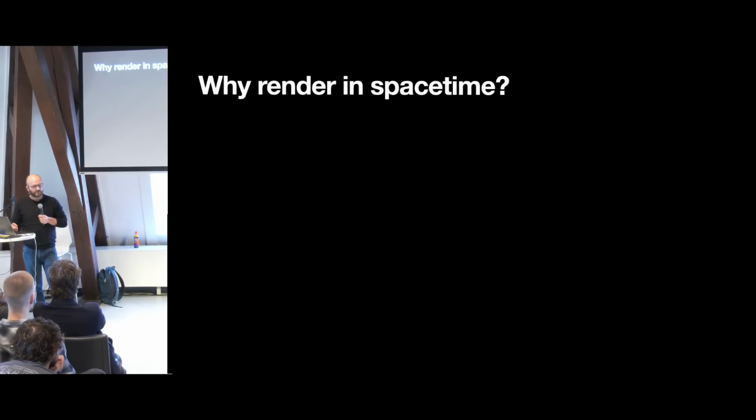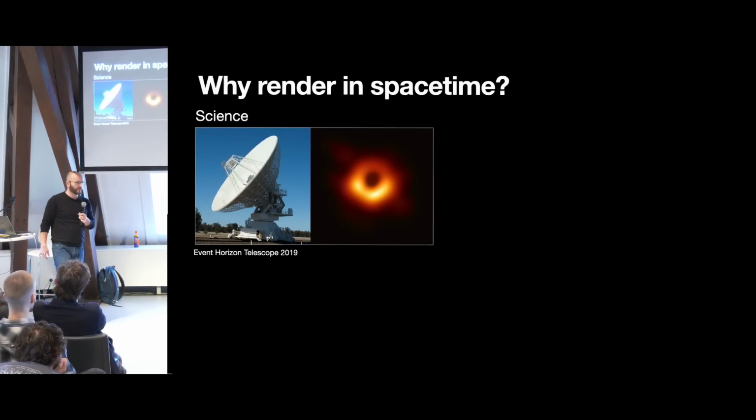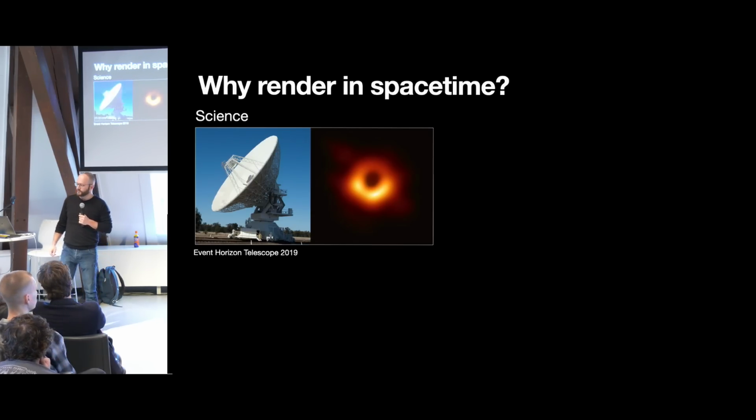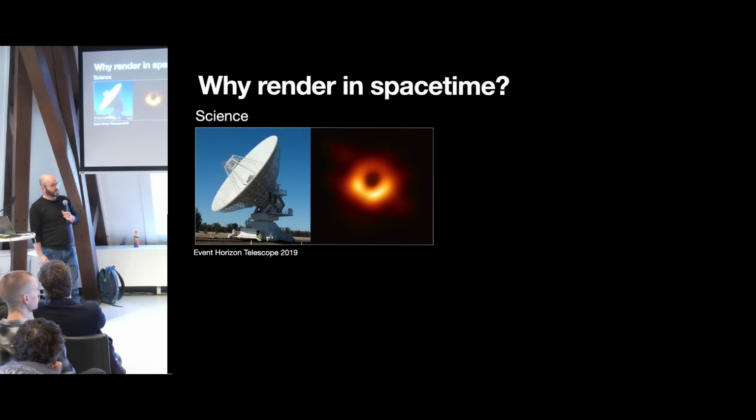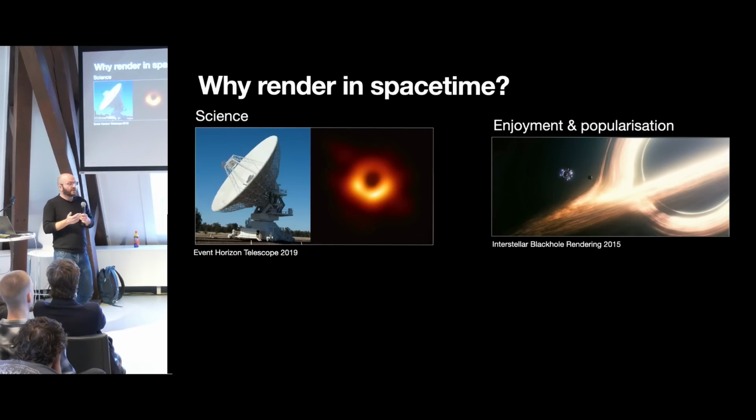So why would you want to render things in spacetime? Maybe a few of you have seen the image a couple of years ago. This is actually the first image that we've been able to make of a black hole, of the surrounding of a black hole. So we're actually coming into the era that we can resolve these objects and we can resolve the stuff around it and we can start to see the curvature that these black holes have on the light that comes from stuff very close by. So making images of black holes is also scientifically relevant. And of course, it's just a lot of fun.